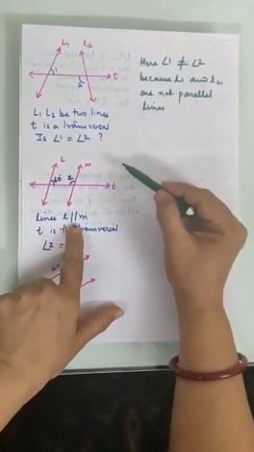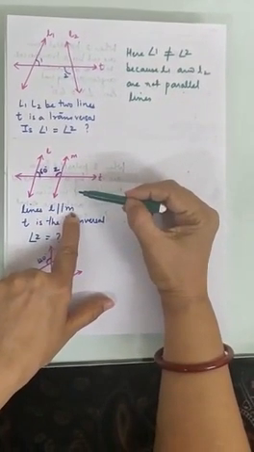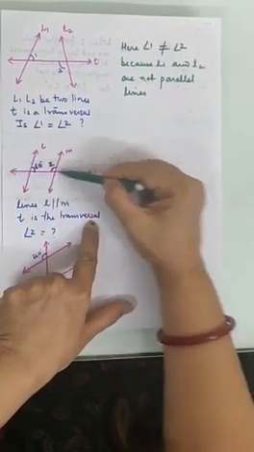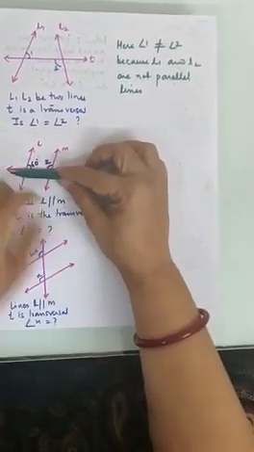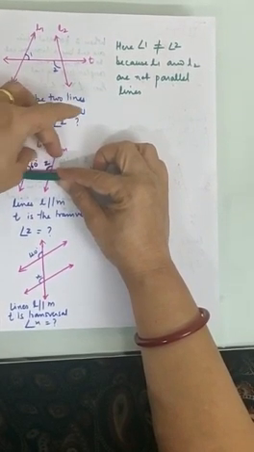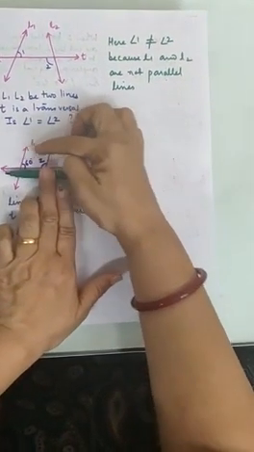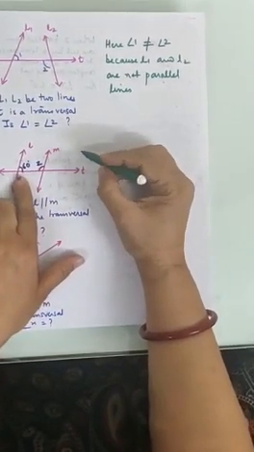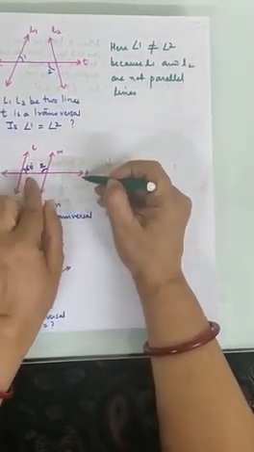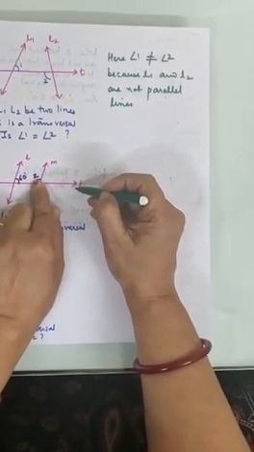It is given line L is parallel to line M. L and M are parallel. T is the transversal. And these angles are on the same side of the transversal and in the interior of these two parallel lines. So what happens? When two parallel lines are cut by the transversal, then the sum of these two angles is 180 degrees.